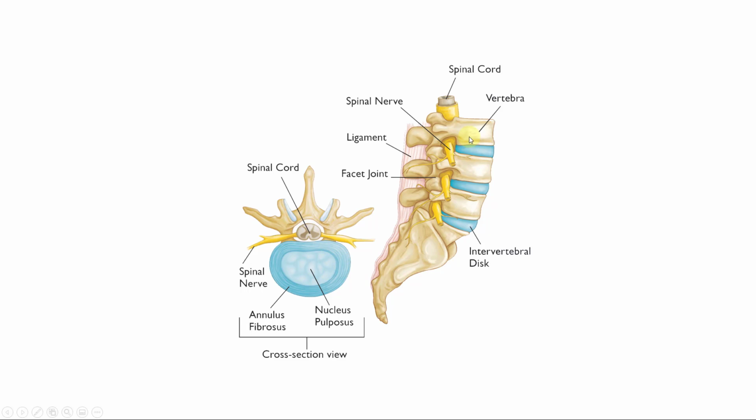So this is the spine. Here's your disc, and under normal function, you have good normal disc height and no encroachment into the spinal nerve at the nerve root.